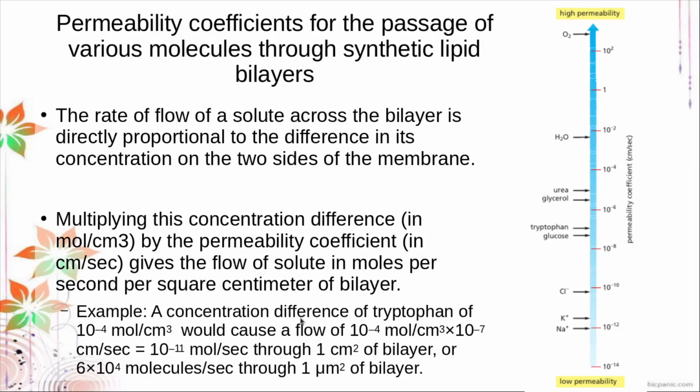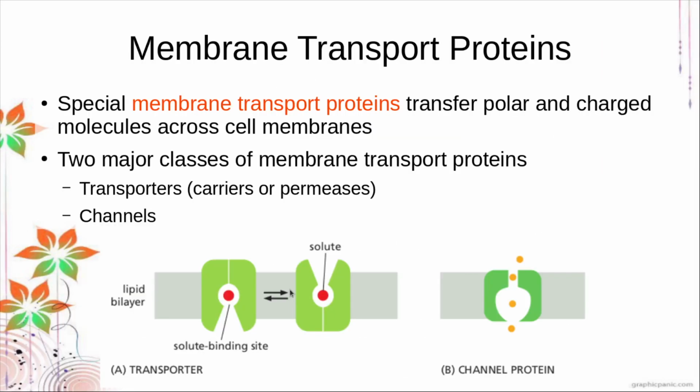We use this permeability coefficient to determine how fast the solute is passing through the membrane, because although they can pass through, what actually drives them in passive diffusion is the concentration gradient. So we need a concentration difference multiplied by the permeability coefficient. This will give us an idea of how fast the solute crosses the bilayer.